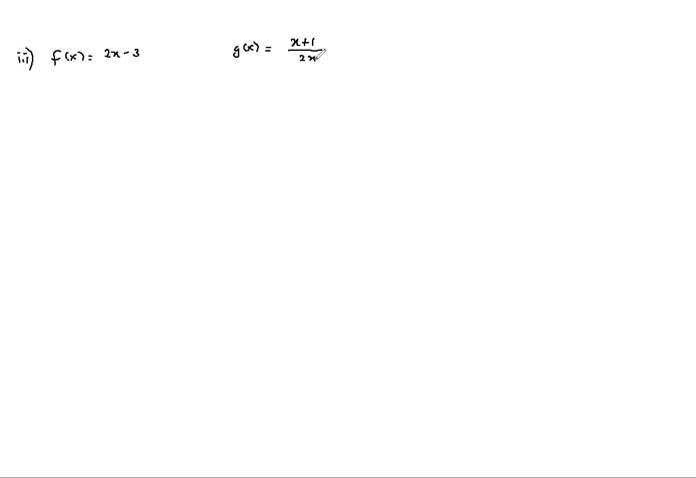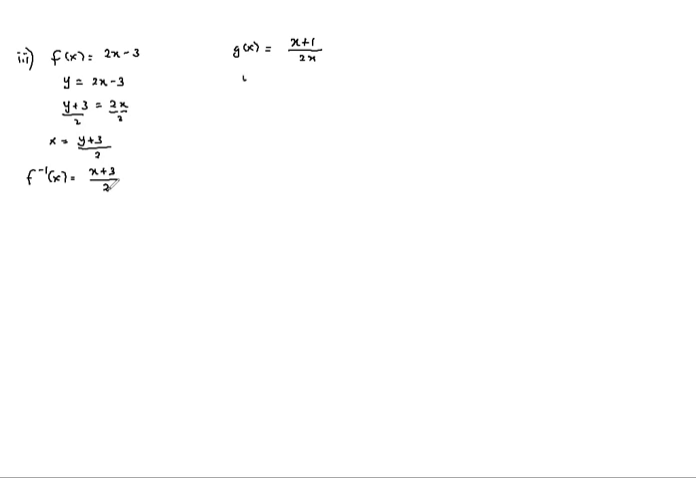So the easiest here is you let this be y, and then you solve for x to find the f inverse. So we're going to have y plus 3 is equal to 2x, divided by 2, divided by 2. So x is (y plus 3) over 2, which becomes f inverse. Which becomes f inverse of x, which is (x plus 3) over 2.